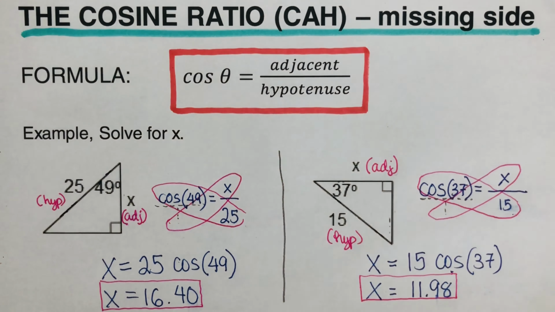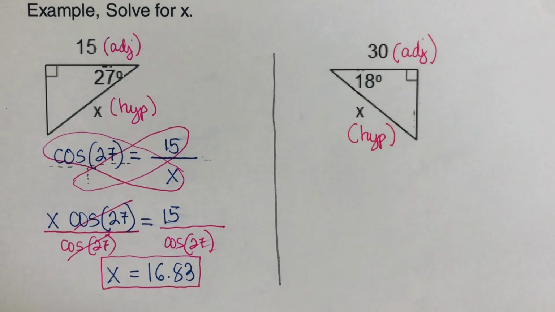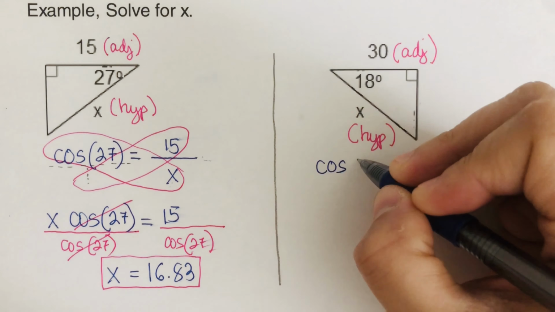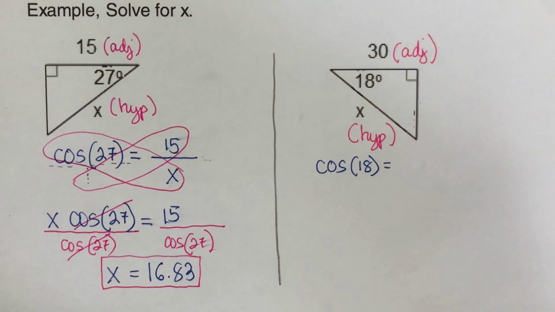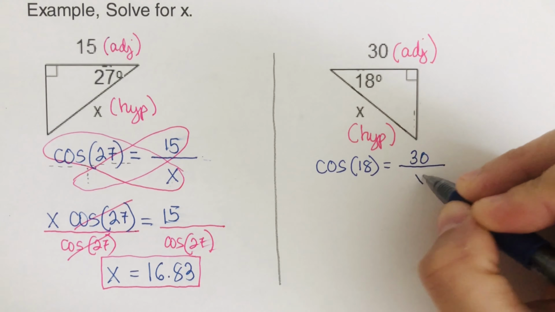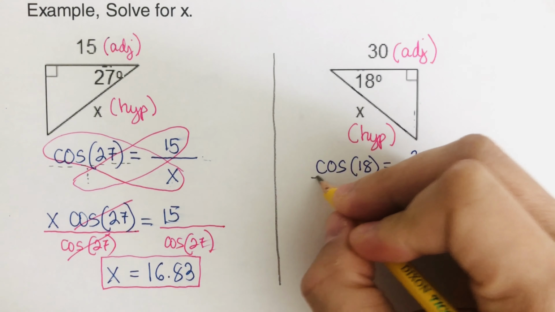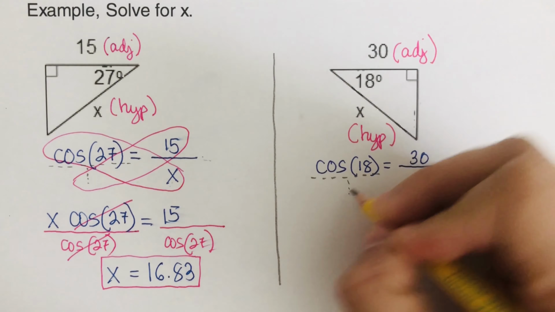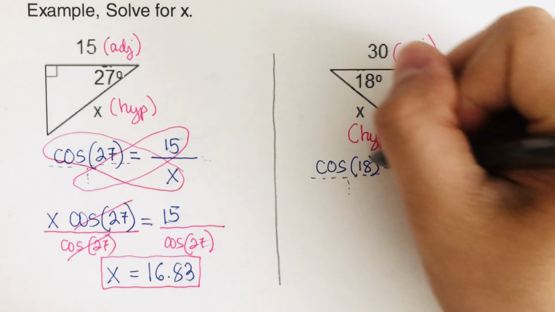Okay, we go over this. Again, the first step is to label the parts so we know which of sine, cosine, or tangent we're going to use. In this one right here, the 30 is the adjacent, and the x here is the hypotenuse. So we're going to use the cosine. Cosine of 18 degrees is equal to adjacent over hypotenuse. So that is 30 over x. And there is an invisible denominator of 1 under cosine 18. Then we cross multiply these two.